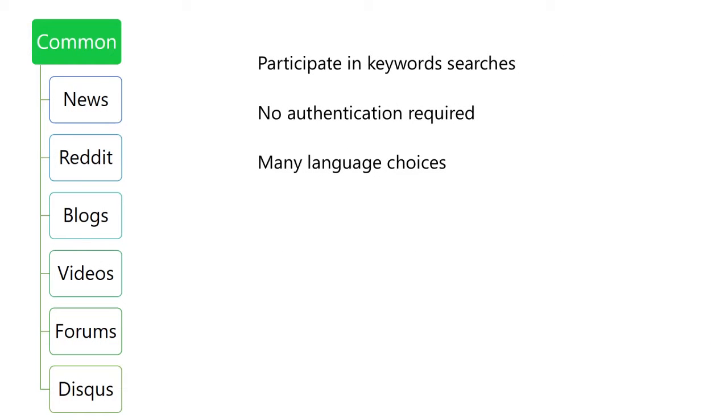Several common sources and several commonalities within those sources. These are the sources that come up when we do our keyword searches. You'll see as you're building searches, you can have some different choices of whether or not you want to include these specific item searches. These require zero authentication. All of this information is available publicly. And you have many different language choices, and we'll discuss much more about languages soon.